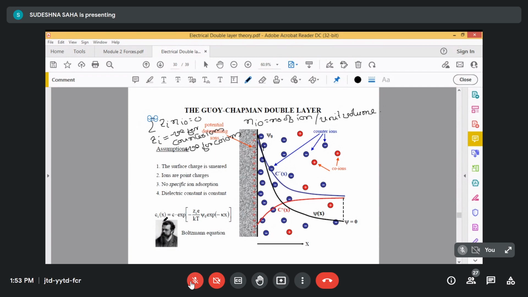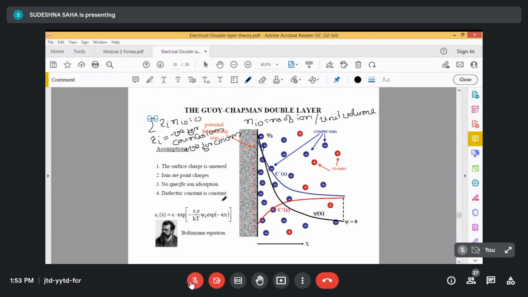Then the concentration with respect to x will be given as c into exponential minus zi e into kT psi naught into exponential minus kx. Okay, so this k is nothing but the Debye length. What the Debye length is, we will talk about in the next class, not in today's class.